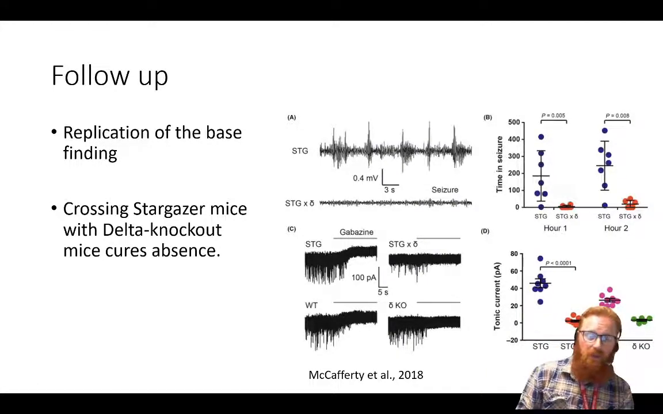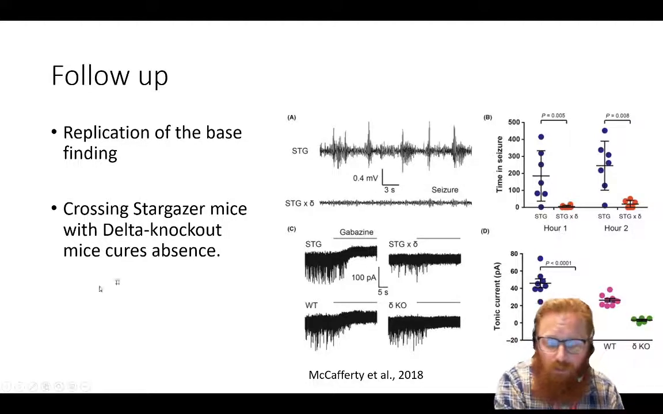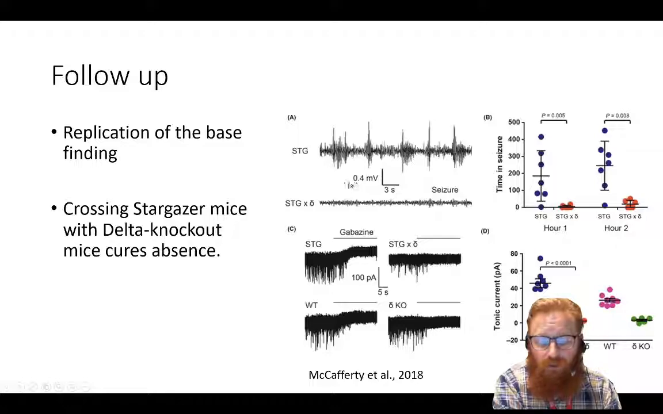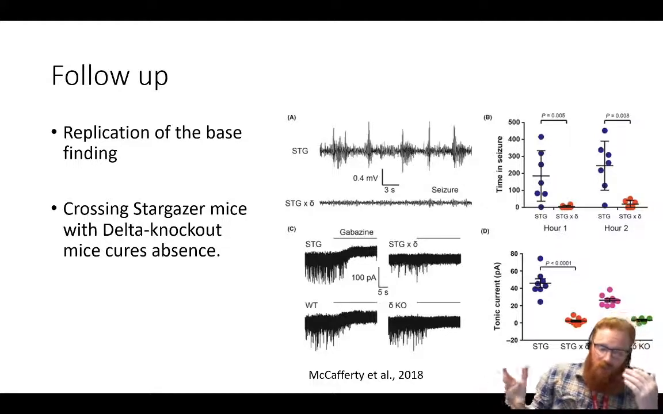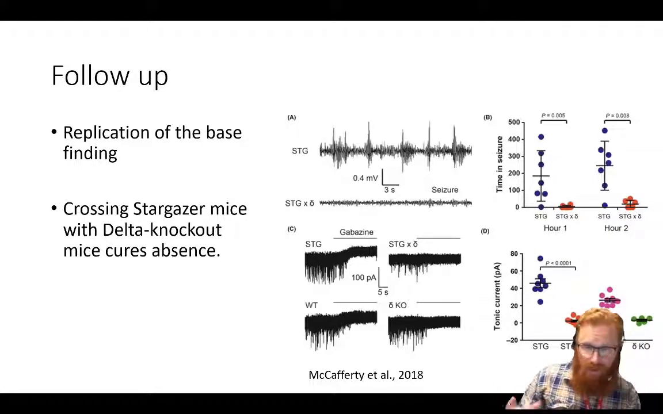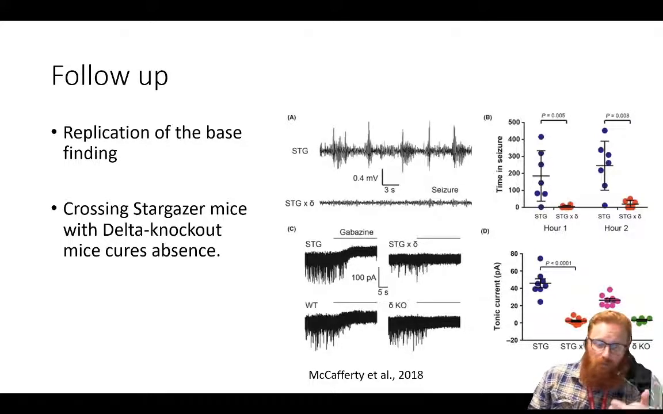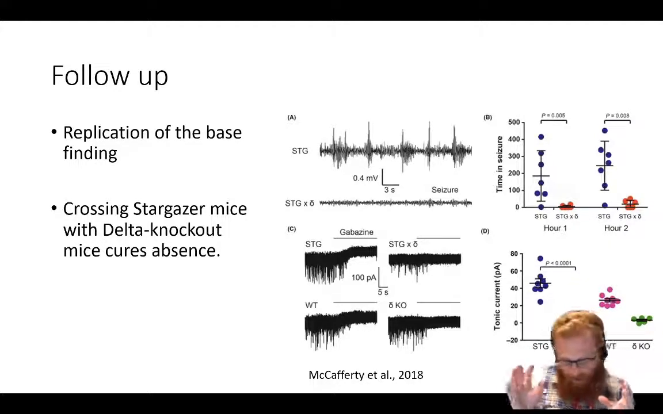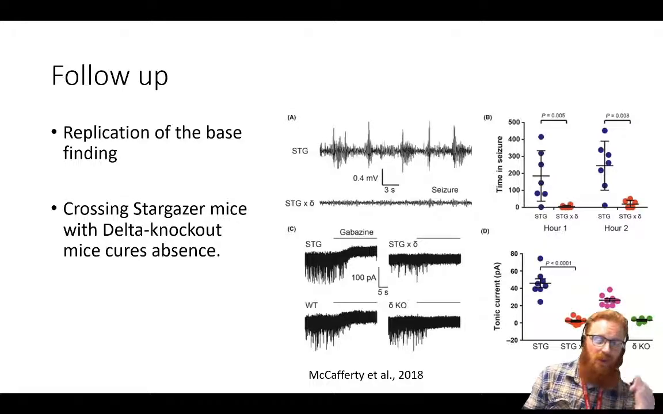As a follow up, they've also been able to show that you can essentially rescue, you can treat any of these genetic models by knocking out the delta receptor permanently, right? In the paper they used antisense mRNA to knock down transiently the expression of the delta subunit. But what you can do is cross some of these genetic lines with a delta knockout such that the mouse has all of the genetic components that cause the absence epilepsy, but no delta receptor. And when you do that, these mice do not have absence epilepsy, really proving that you need that delta subunit to cause absence epilepsy.